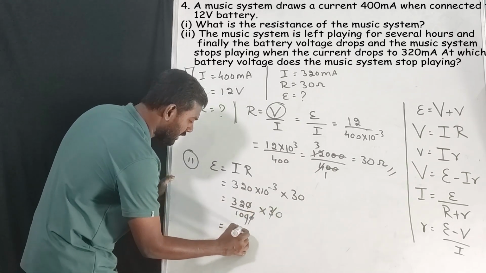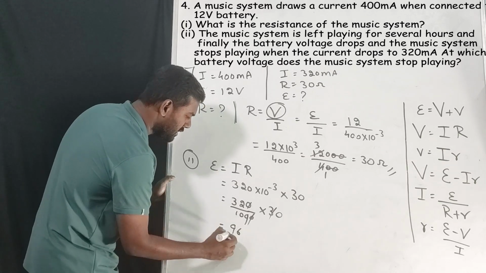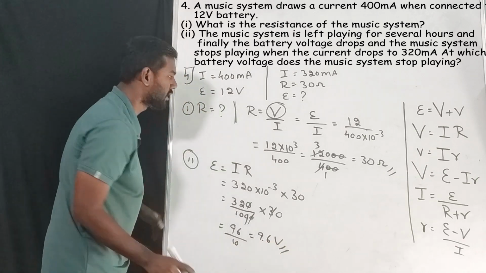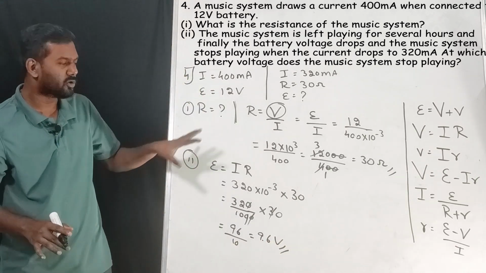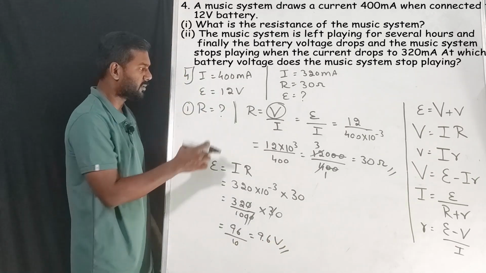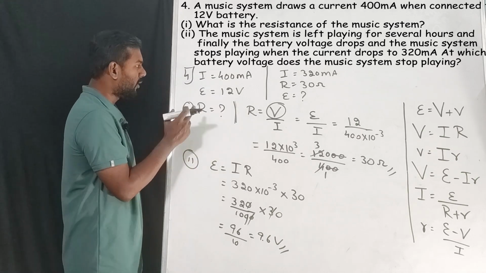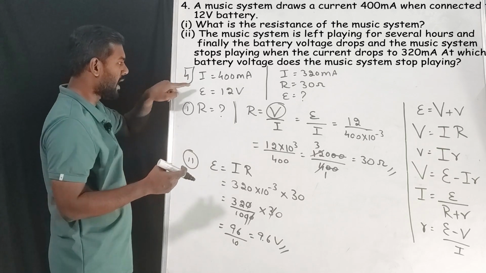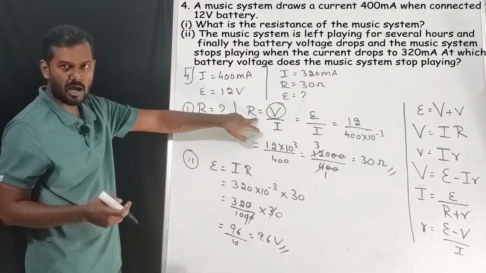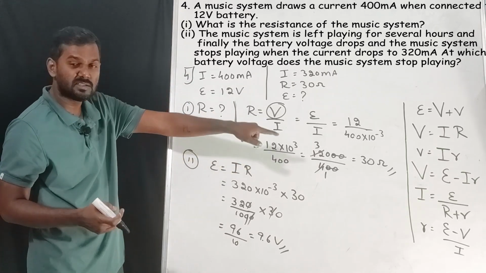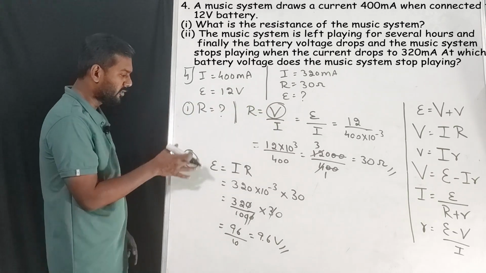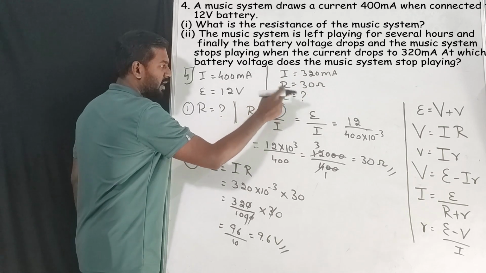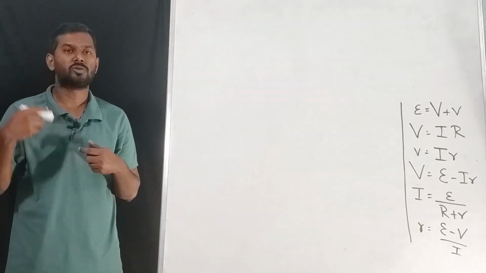32 into 3 is 96, divided by 10, that will be 9.6 volts. That's it. If you know the concept, first you need to understand the concept. First, what we have to find is R. What are the given data? I and voltage. E is nothing but voltage only. So using I and voltage, we can find R, that is the resistance of the music system. Now we have the resistance of the music system. Second case, current is given. Using those two, we have to find EMF. That's it.